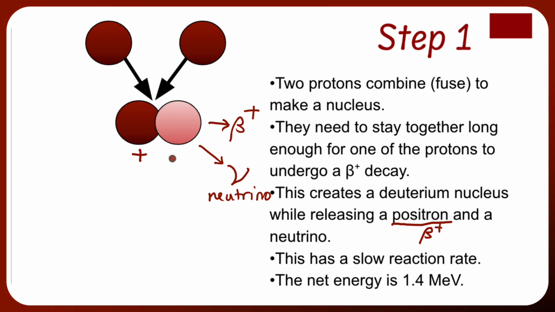And now what I have here is a neutron. This takes a long time. It has a slow reaction rate. But in the process of giving off the beta and the neutrino, I also now have given off some energy, 1.4 mega electron volts. You don't need to know these exact numbers, but I've got them along here just to show how they add up.